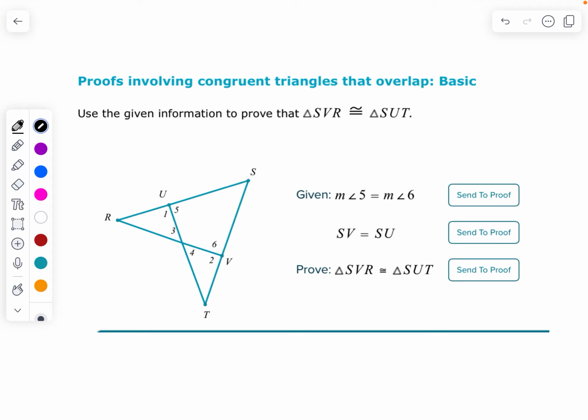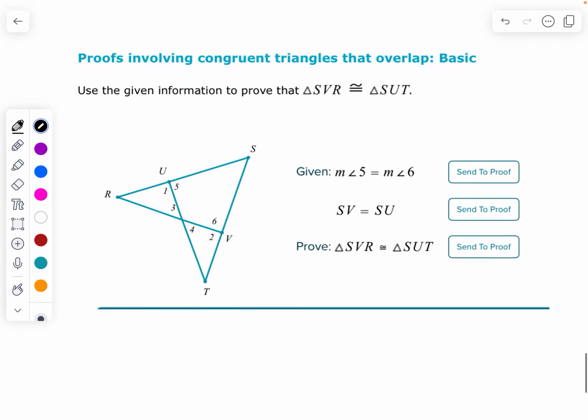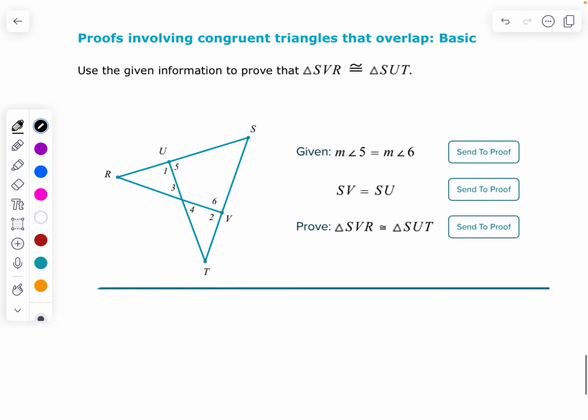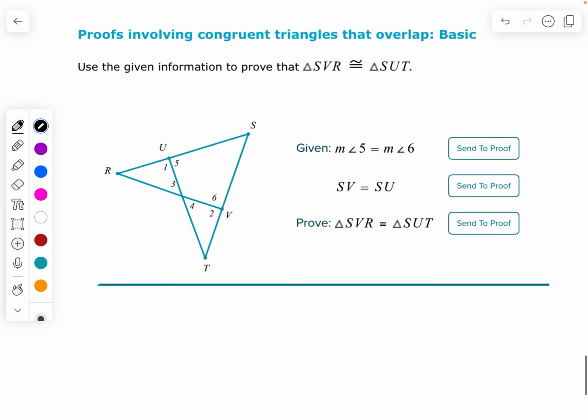Okay. Proofs involving congruent triangles that overlap. Basic. All right. So here we go. Given that angle 5 is the same as angle 6, or the measures are the same, that SV is equal to SU, prove that triangle SVR is congruent to SUT. Here we go, with overlapping triangles.